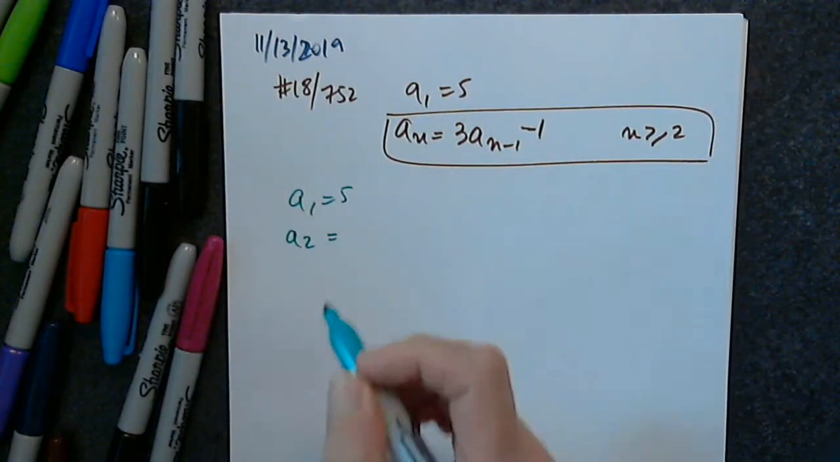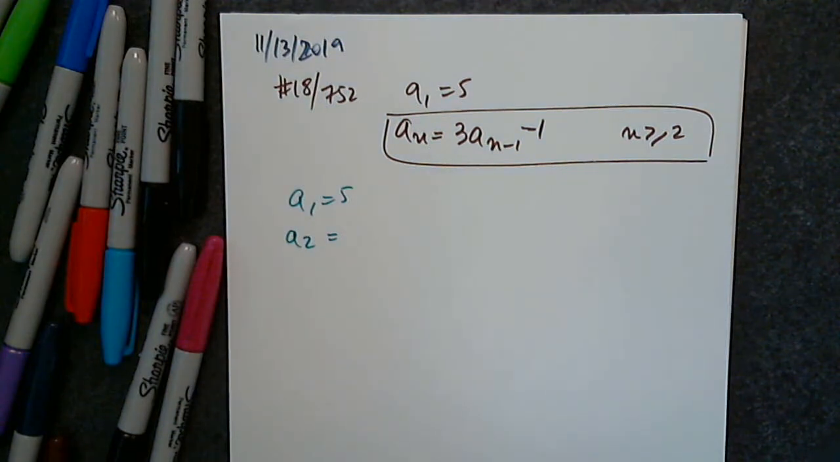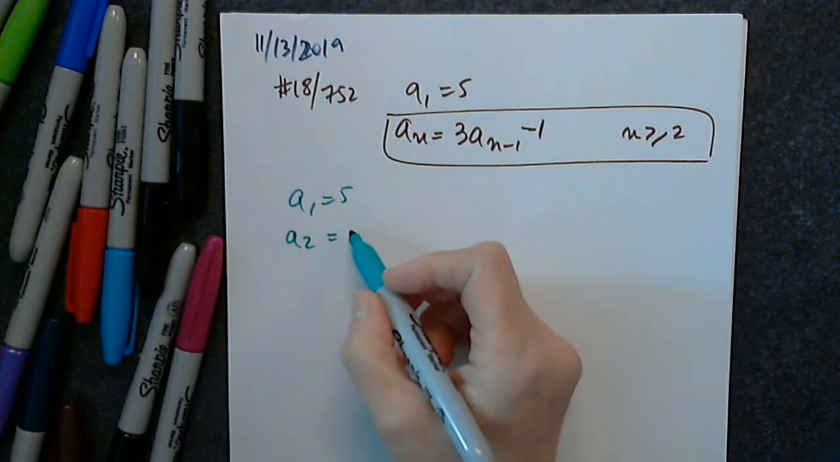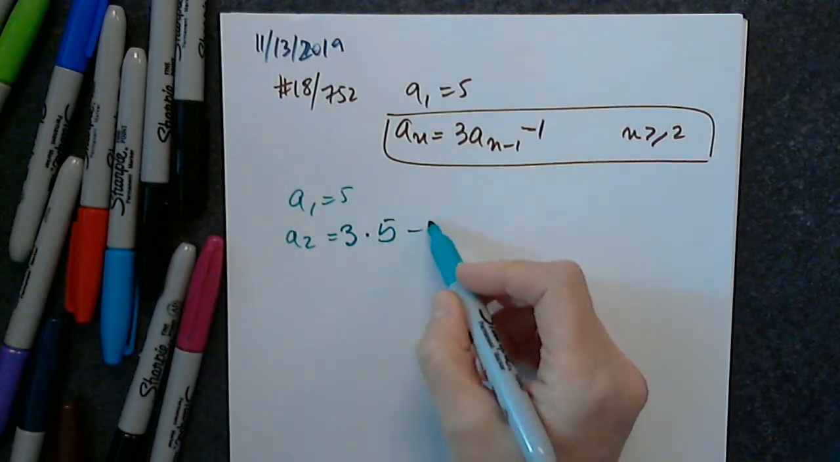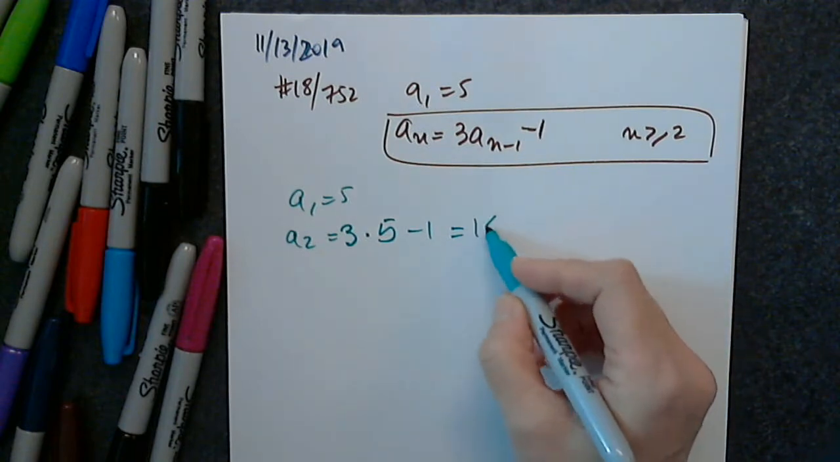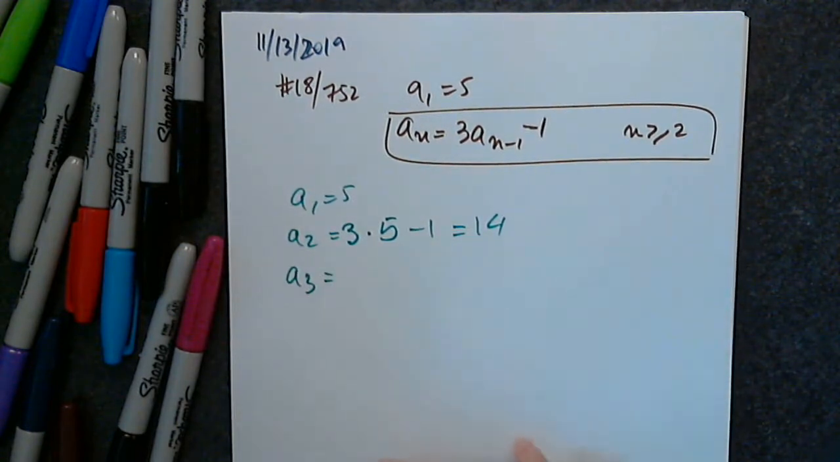Now let's determine the second one. How do we do that? Just dictate and I'll write it. Times 5 minus 1. Very good. 15 minus 1 is 14. Excellent. A sub 3.